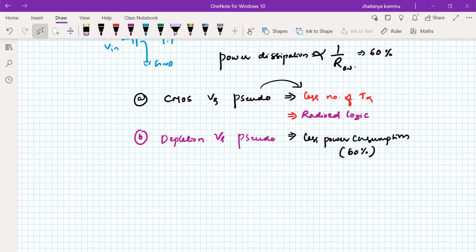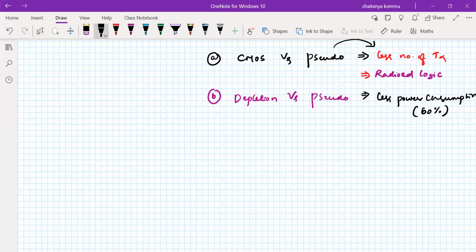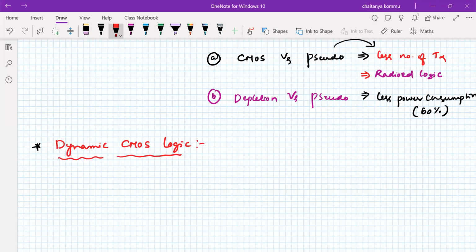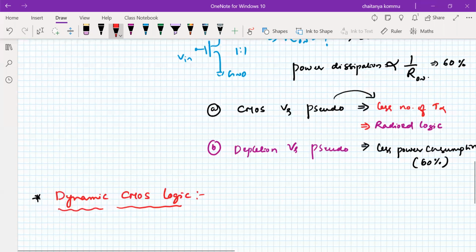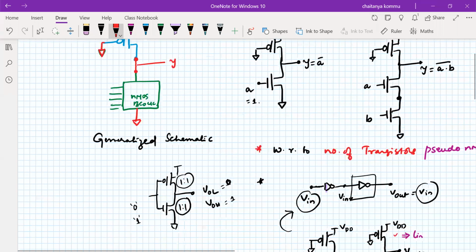We find that there's some difficulty in it, so another approach is called dynamic logic circuit, dynamic CMOS logic. This is the approach let us consider it now. Previously we talked about pseudo-NMOS logic. Now we would like to discuss dynamic logic.